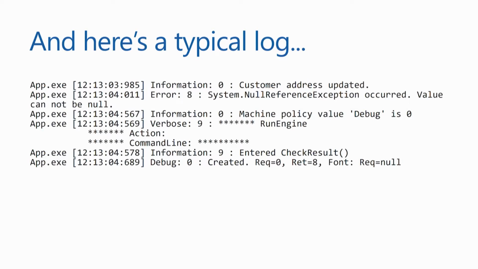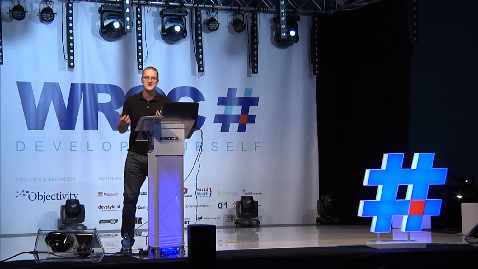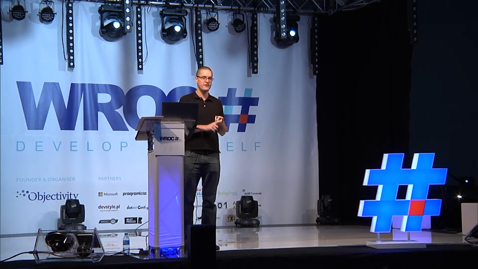This is a typical log that I took from my machine. It came from an MSI installer. So typically when you install anything on your machine, you will get this MSI log. If you look at the things that are in there, it's not really useful. Information 0, customer address updated. That's great for that customer, but I have no idea which customer it was. I have no idea what the address was before and after. I have no idea why they did it, in which screen they did it, and so on. The next one in there, an error, a null reference exception occurred. Value cannot be null.